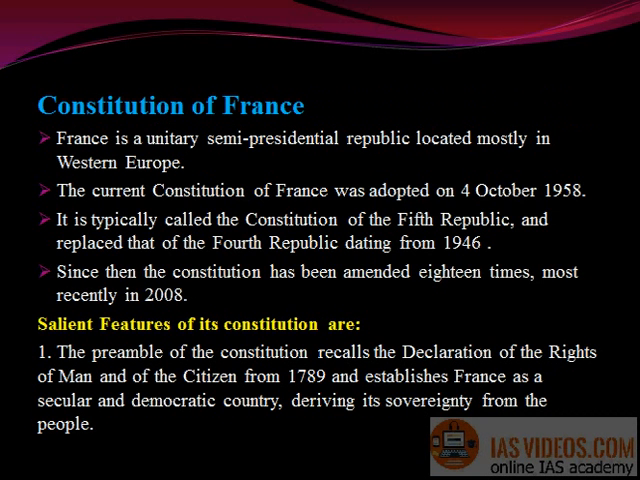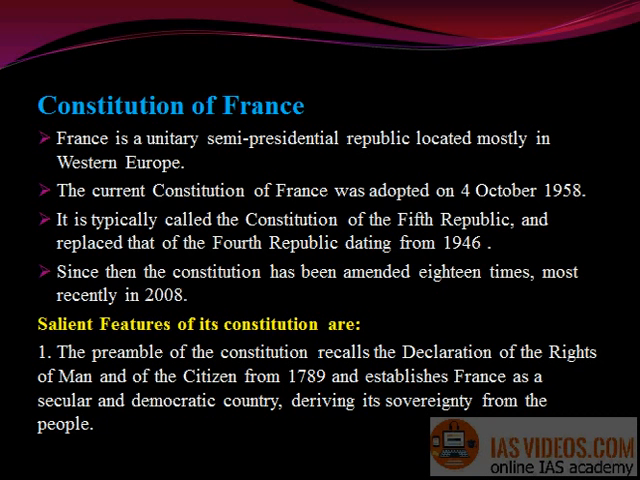The current Constitution of France was adopted on the 4th of October 1958. It is typically called the Constitution of the Fifth Republic, and replaced that of the Fourth Republic dating from 1946. Since then, the Constitution has been amended 18 times, most recently in 2008.